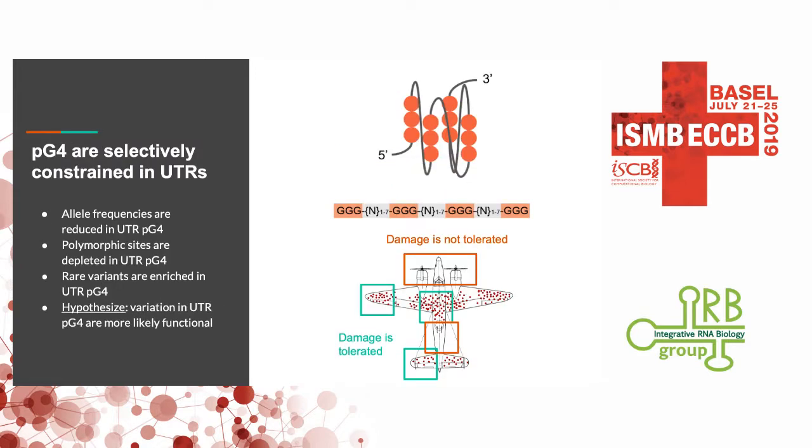So I've shown you that allele frequencies and the number of polymorphic sites are reduced within G-quadruplex forming regions of UTRs. I've also shown you that rare variation is enriched within the second G of the G-quadruplex, which coincidentally has been shown in some studies to be the most important G for maintaining thermodynamic stability of the structure. Given the evidence for heightened selective constraint acting over UTR G4 regions, we hypothesize that variation within these regions, when it does occur, is likely to be more functional.